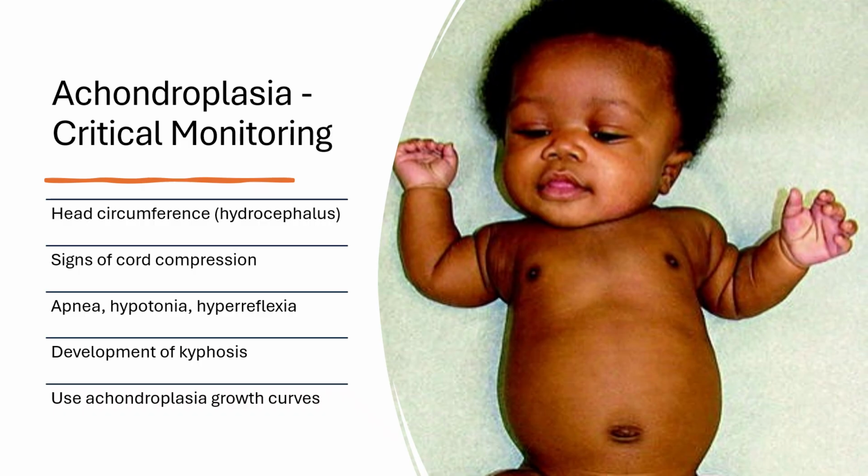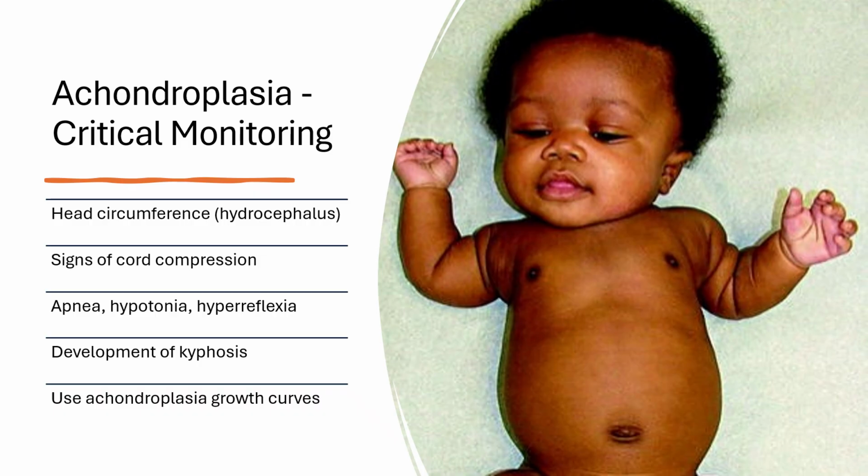recognized and treated promptly. The signs of spinal cord compression require your constant attention because the anatomical abnormalities can create pressure on the spinal cord at multiple levels. Look for the development of apnea, which suggests brainstem compression, worsening hypotonia that might indicate spinal cord pressure, or hyperreflexia that could signal upper motor neuron involvement. These signs represent a neurological emergency requiring immediate evaluation.